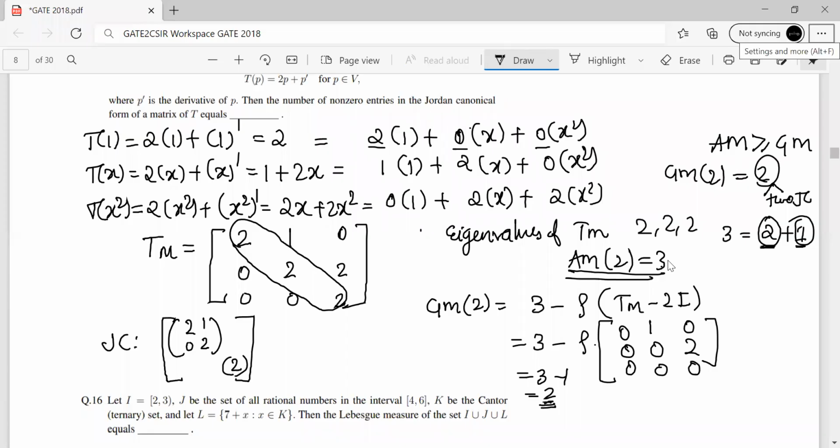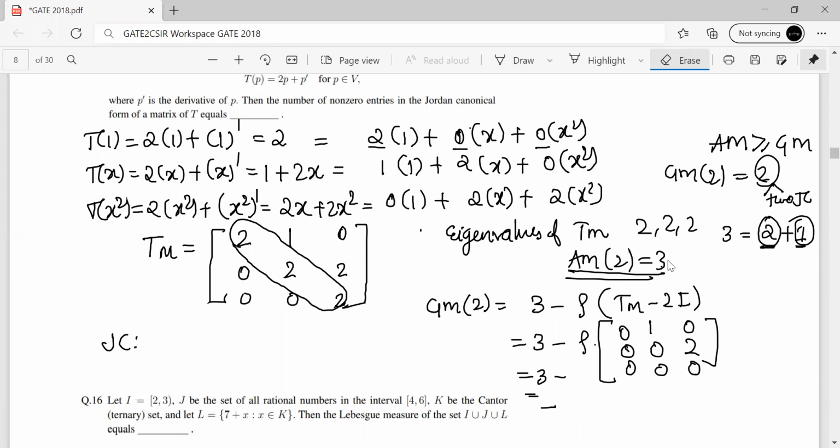Well, I guess we made a mistake here just now. If you watch, I think I wrote 1 here. It is not 1, it's 2. The rank of this matrix is 2. So even this JC form will be wrong then. Let's find out. So the rank of this matrix is 2, so I get GM to be 1.